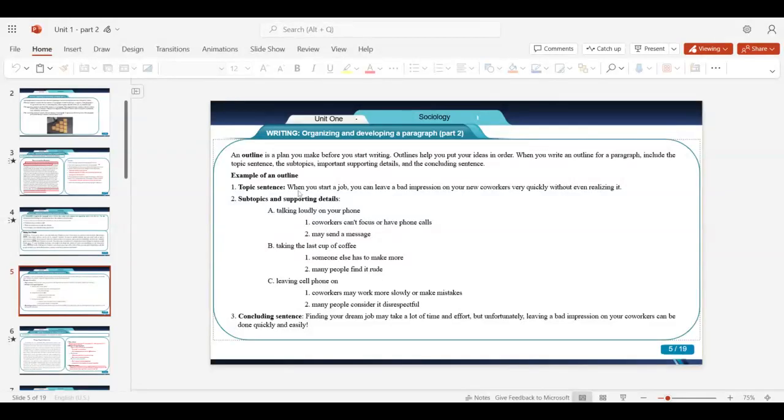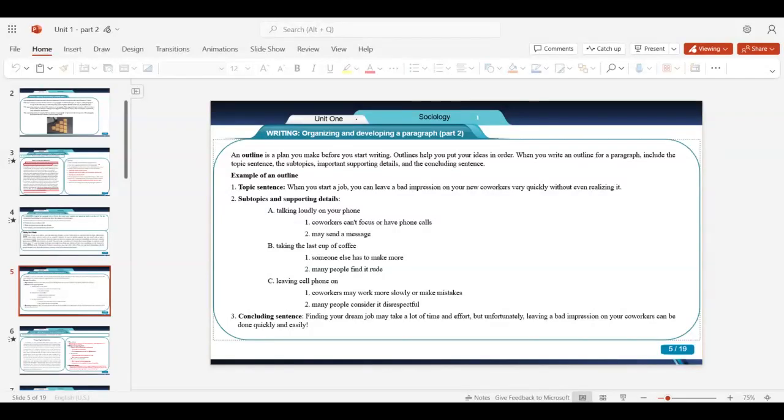Okay, topic sentence. What is it? When you start a job, you can leave a bad impression on your new coworkers very quickly without even realizing it. Okay, so subtopics and supporting details. Here we have talking loudly on your phone. So these are the ways you create a very bad impression with your coworkers. Okay, the first one, subtopic. The main topic is how you make bad impressions, and the subtopics are the ways you make a bad impression with your coworkers.